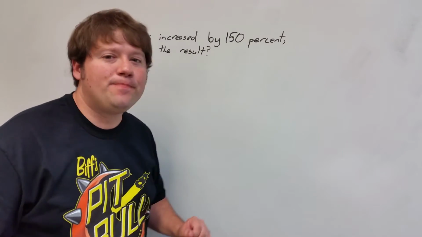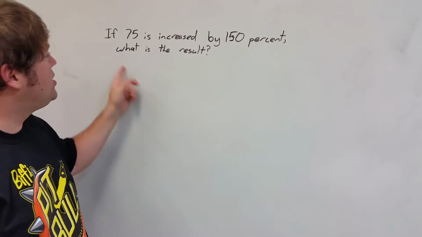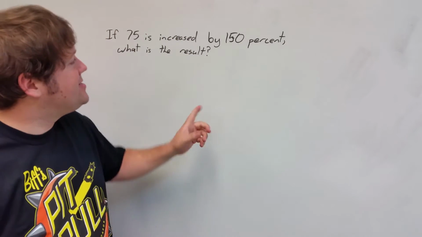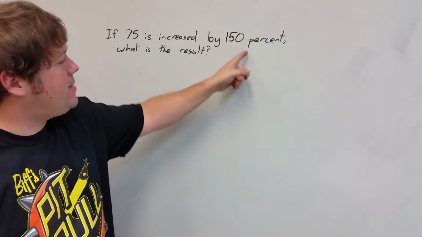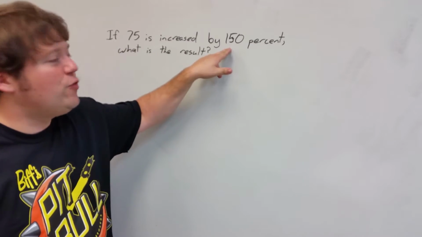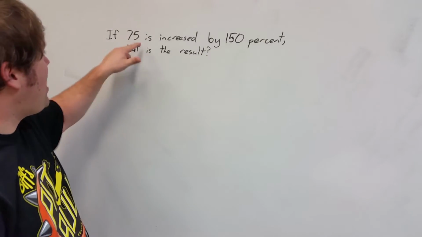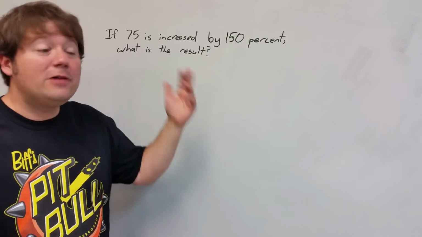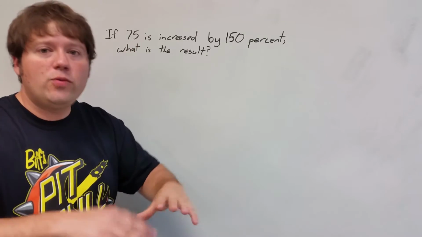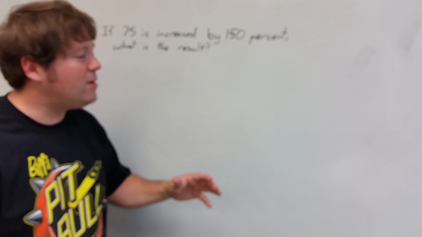Here's our last example. This problem asks, if 75 is increased by 150%, what is the result? Now, this is one where you need to be very careful, because anytime we talk about an increase by a certain percent, it's actually going to be multiplying it by 100 more than that. Here's the reason why. To begin with, when you have 75, whatever it is, $75, 75 bananas, who knows, when you have 75 of something, that's all you have. That's 100% of everything you have.